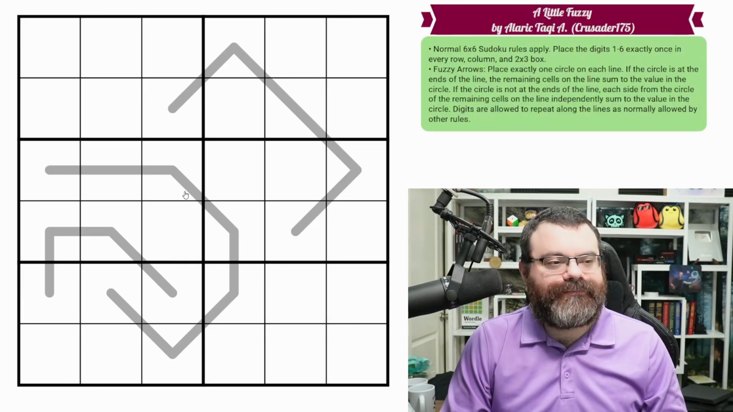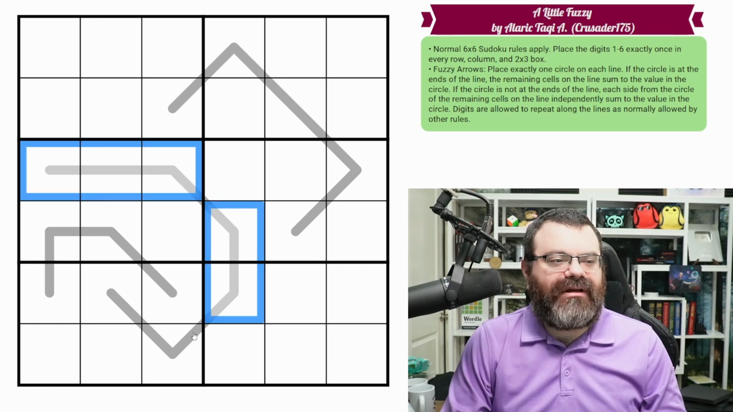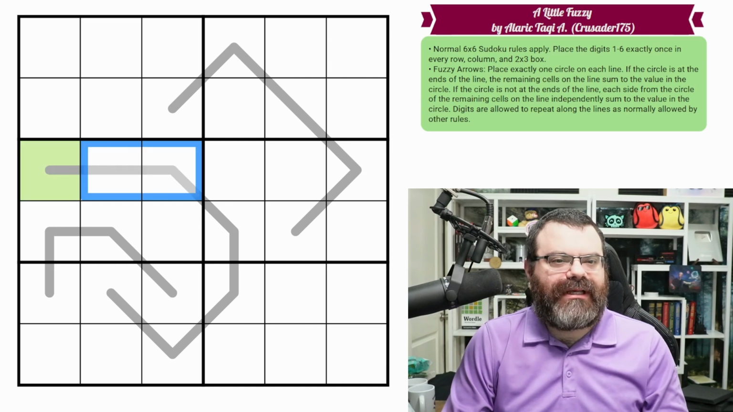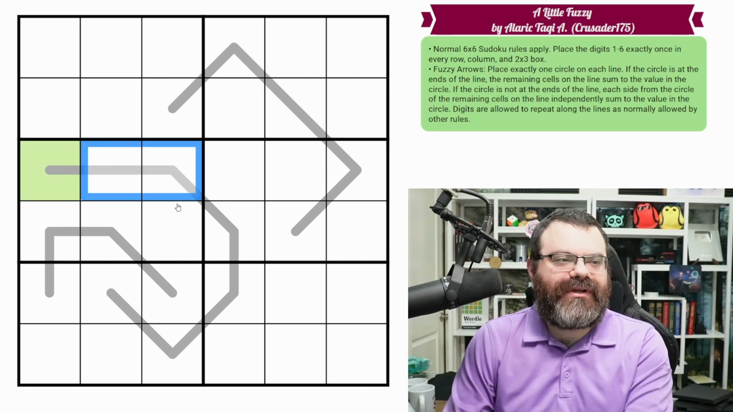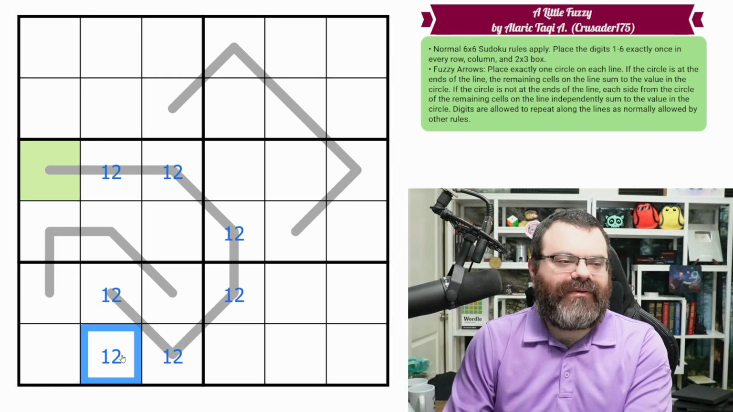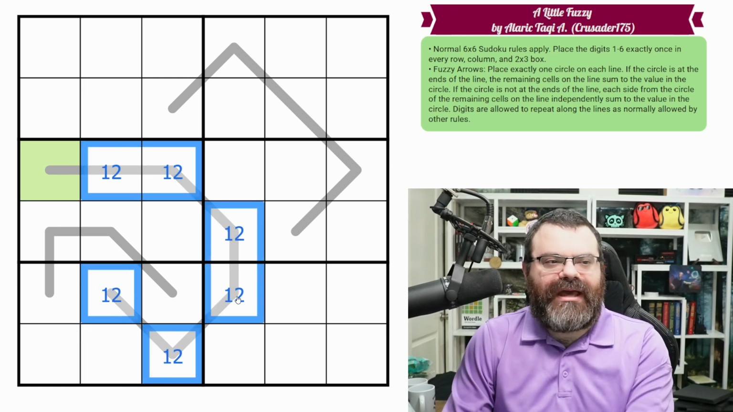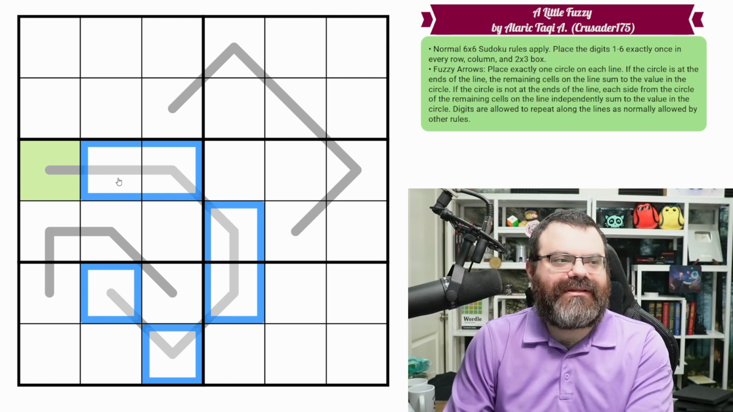All right. I think what I want to do is think about what cells can't be the circle first. So I'm going to start with this longest line here. If we think about starting from the left side here, this certainly isn't going to be the circle. Our minimum sum would be 1, 2 here, 1, 2 here, and 1, 2 here for the box and the column. That already adds to 9, and 6 is our biggest digit.